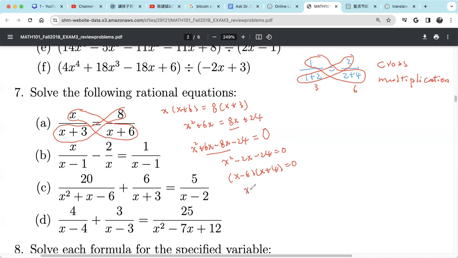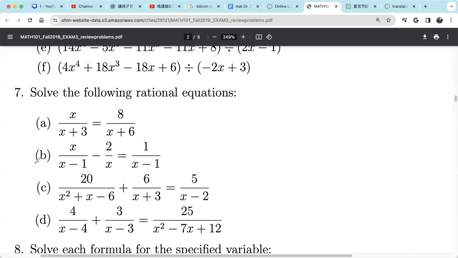So by the zero property, we can set each factor to 0. I solve each equation, I get 6, I get negative 4. So I have two solutions for A. Now let's see B.